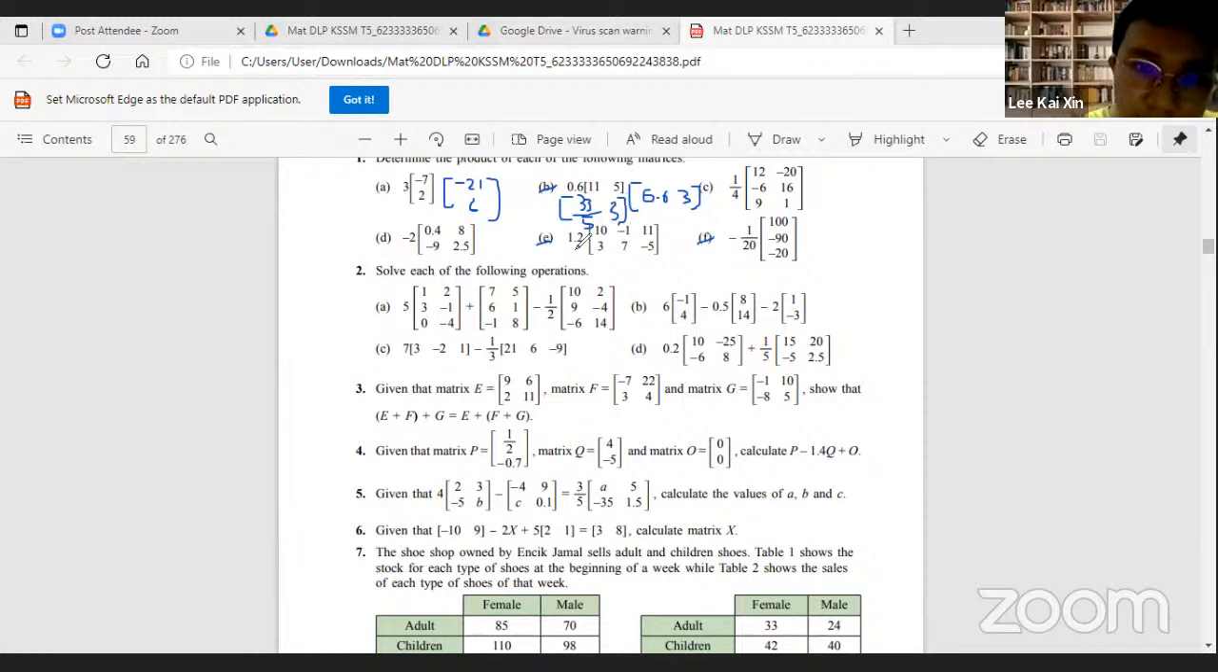Now 1.2 times 10, you get 12. 1.2 times -1 is -1.2. 1.2 times 11, you get 13.2, or in fraction 66/5. Normally, if we put decimal, we put all decimal; if fraction, we put all fraction. So since we have put decimal, we continue with decimal.